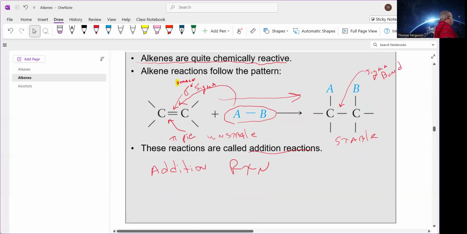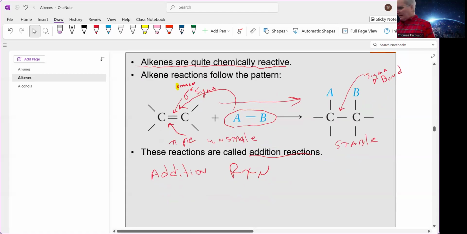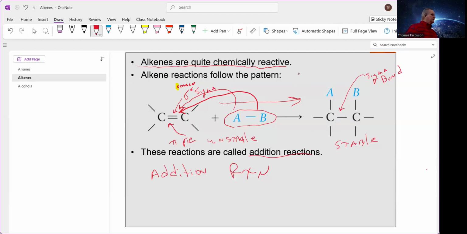Now, the first set of reactions we're going to talk about are called addition reactions. Those reactions are when something comes across the double bond, it's added to it. Hence the name addition reactions. What's going to happen is this AB, whatever that is, is going to go across that double bond. You're going to end up with a new single bond with A and B attached to either one of those carbons.